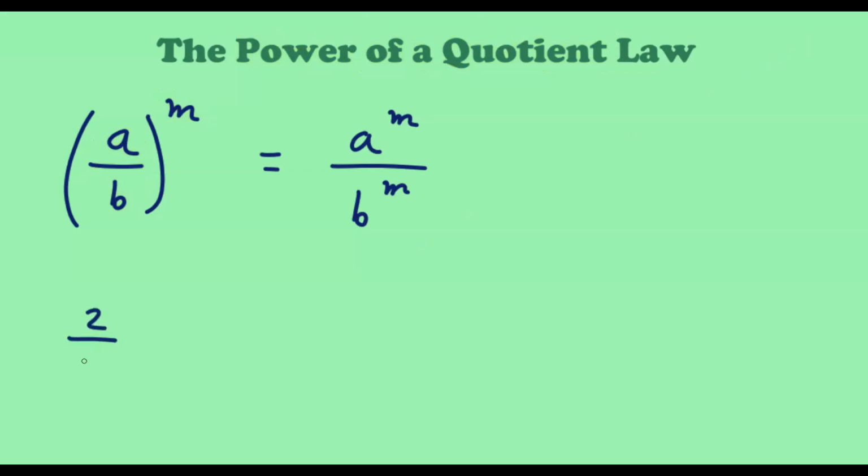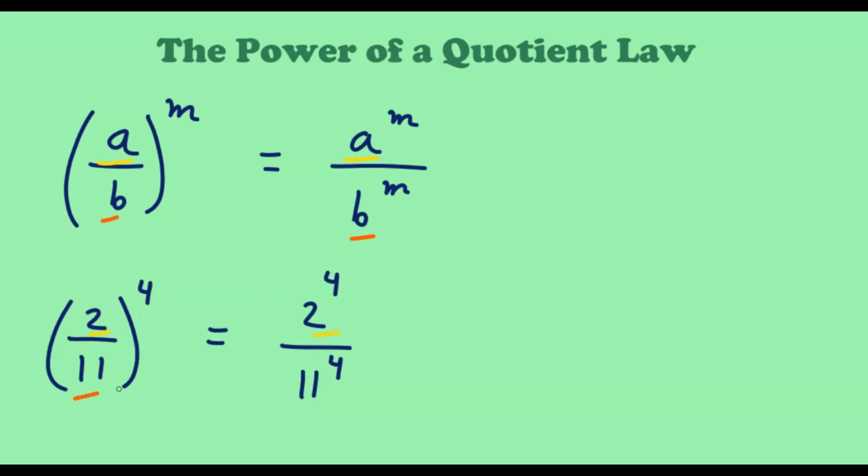Let us consider (2 divided by 11)^4. Now, using the power of a quotient law, this will be 2 to the power of 4 divided by 11 to the power of 4. Here we can see that the value of A is 2, the value of B is 11, and the value of M can be seen to be 4. So this is what we get.